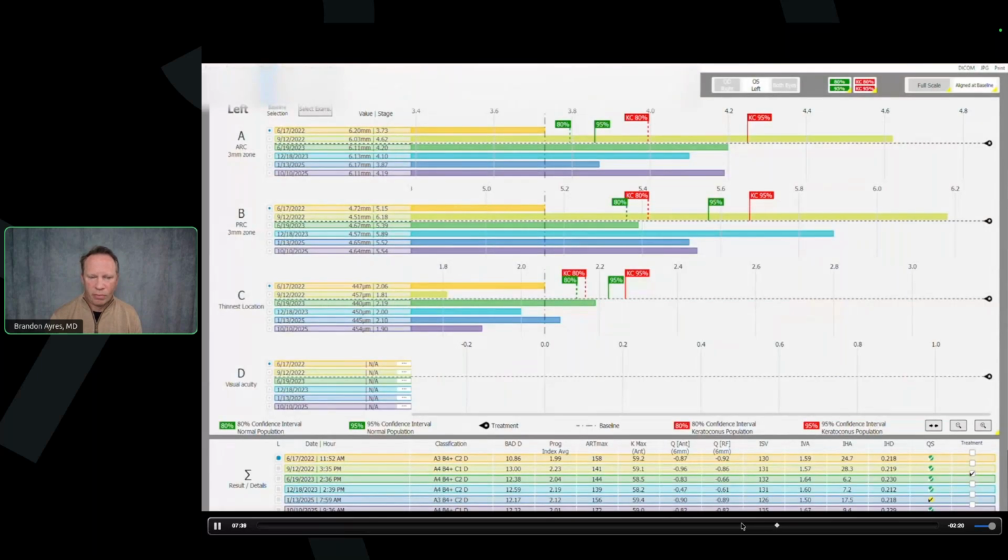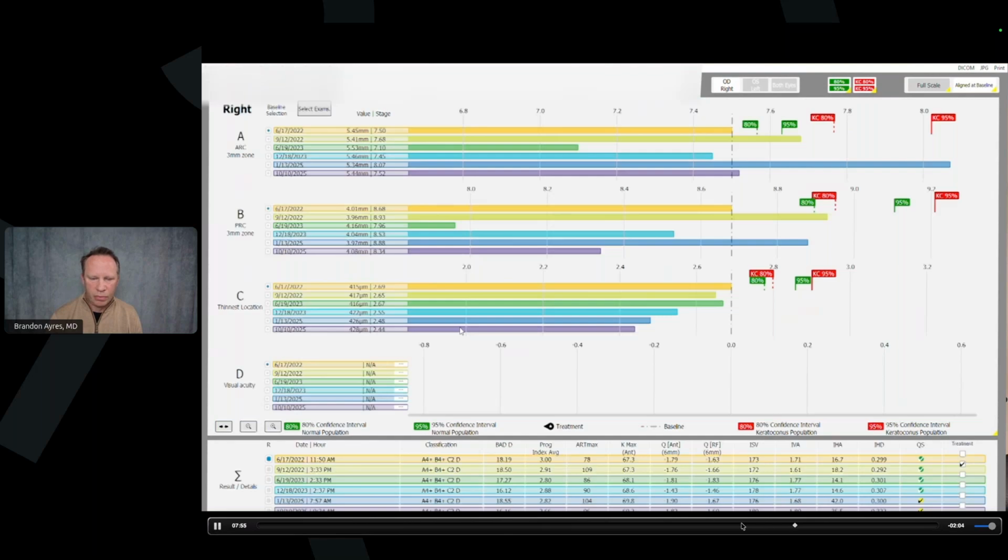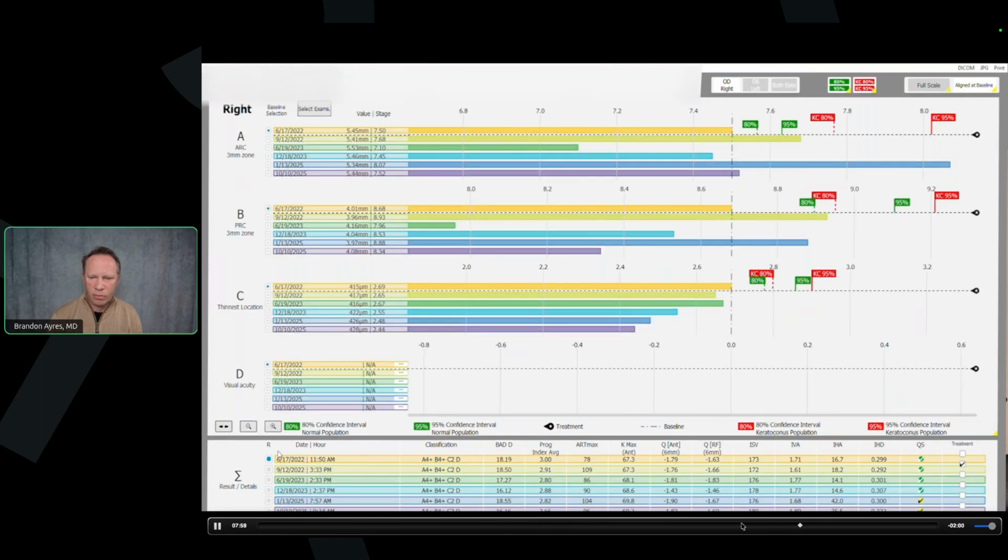So let's first take a look at the right eye. Now, his right eye was cross-linked in August of 2022. So once the exams come up, I'll show you August of 2022. All right, so he was using our baseline reference. You can see he was starting to progress from his first exam. We cross-linked him in August of 22, so we've already got our cross-linking bar up there. And we really should shift him to a new reference point.